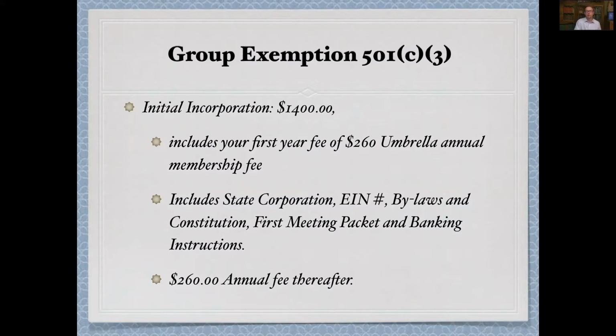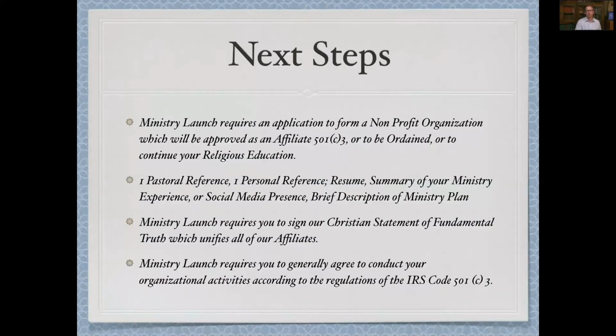Now that $1,400 also includes the EIN, bylaws, the Constitution, first meeting packet, banking instructions, so that $1,400 is all you pay. Now I can say that a few states have extra information packets that have to be filled out, and some of them for the filing of those is maybe $7 or $9, but you're looking at $1,400 and the $260 thereafter.